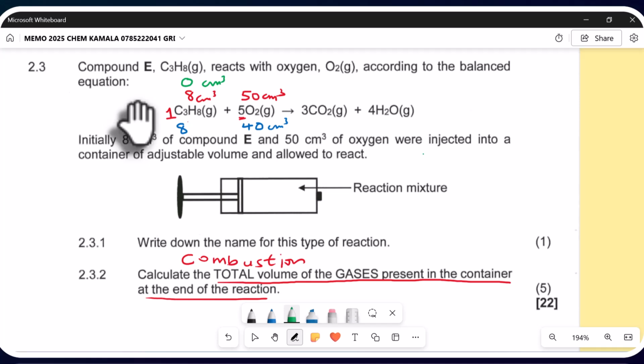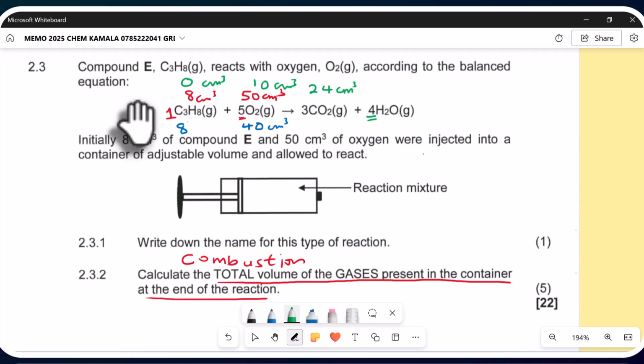Now the question said they want the total volume. So for our total volume, we are going to add the one which is in excess, which is the 10 here. So the total volume is going to include the 10 from the excess oxygen, because it was in excess. So here we have the 10 for the oxygen.